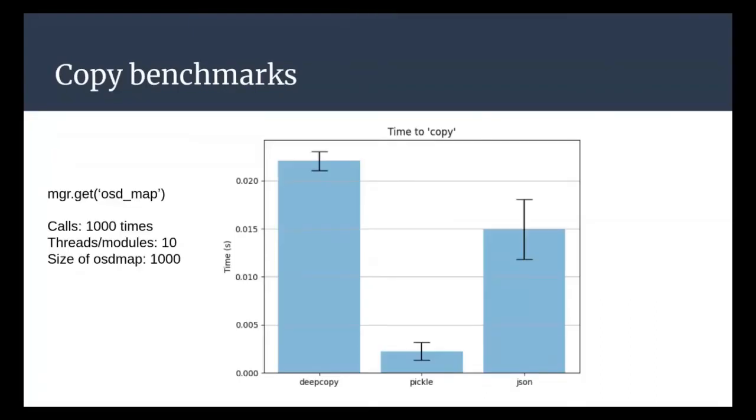So we first tried to benchmark the copy methods that we could gather. The first one was the copy. This comes with Python, and it was a bit slow in comparison with, for example, JSON and Pickle. JSON is a bit faster, but Pickle, since it's a binary serialization tool, it's much faster, as you can see.